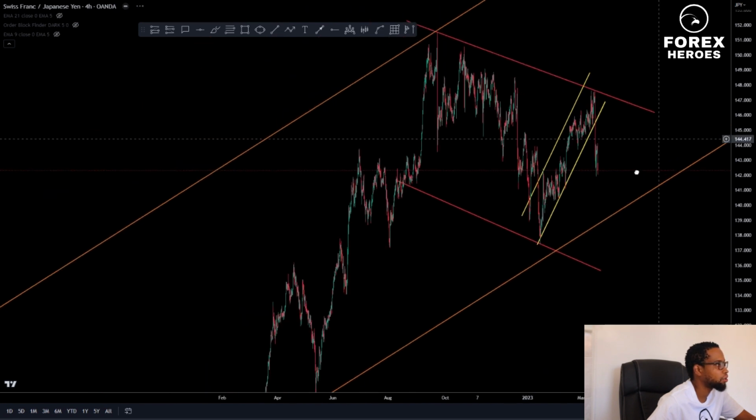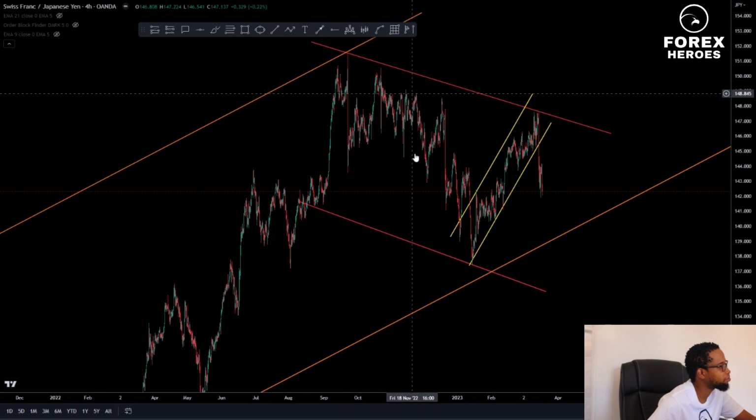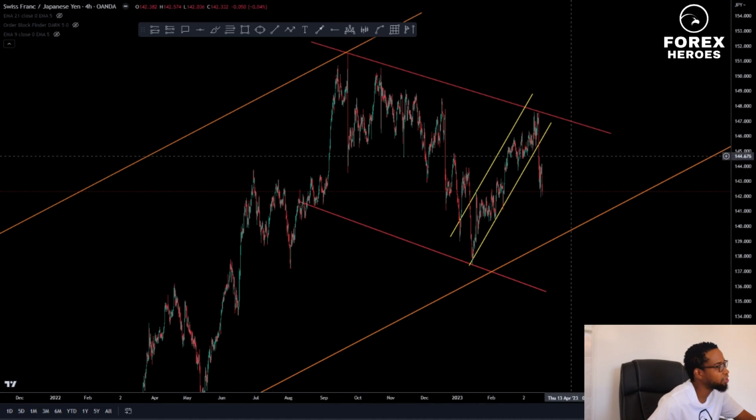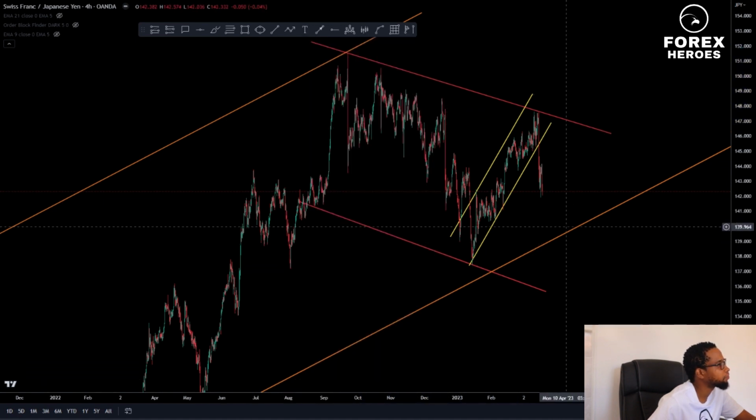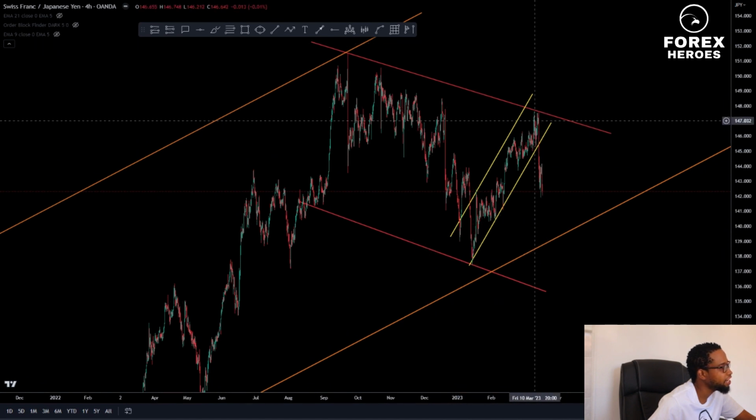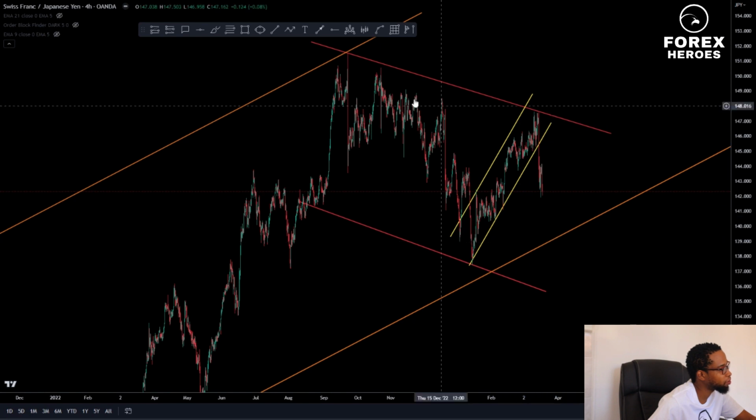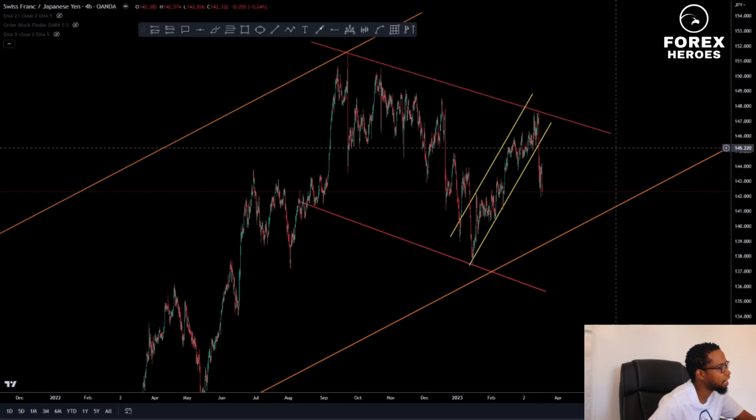Fine. So looking at what is currently happening, you can see we have the orange channel, which was the uptrend, and we have the red channel, which is the downtrend. Orange channel, uptrend, yellow channel, uptrend, but now it is broken. So I can safely say this can be our main channel currently.